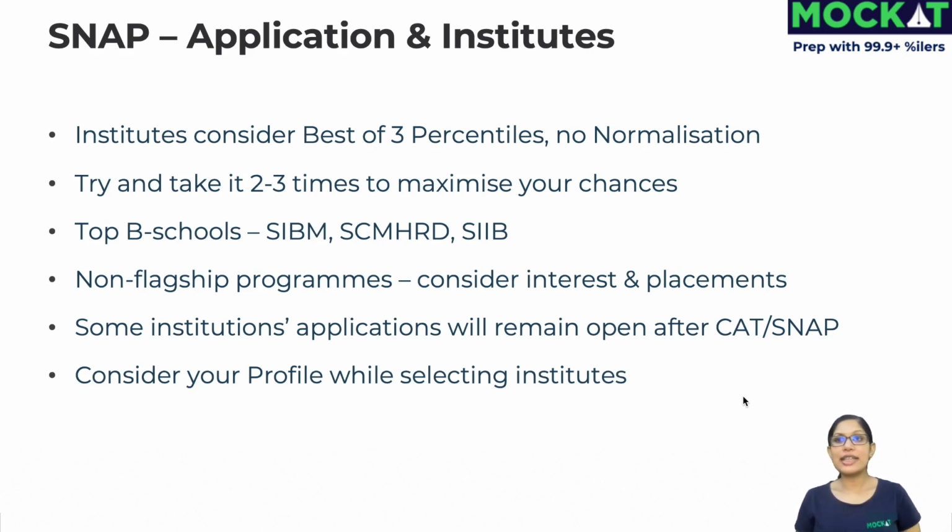So you could take a call saying that, I know that, in CAT, the percentile needed for IIMs is a little lower. So maybe I'll target SIBM and let the others go, or maybe I'll go for SIBM and SCMHRD and let the others go. So you can consider your budget, your timing, your interest, your profile, and all of these, and then take a call as to how many times you want to take the exam and which all are the Symbiosis institutes that you are applying. I would definitely recommend to take the exam at least 2 times just in case.